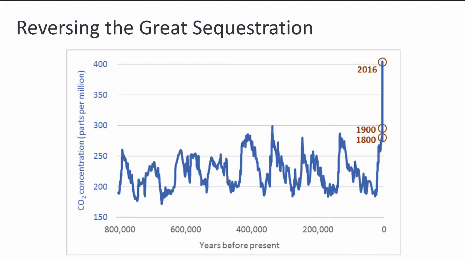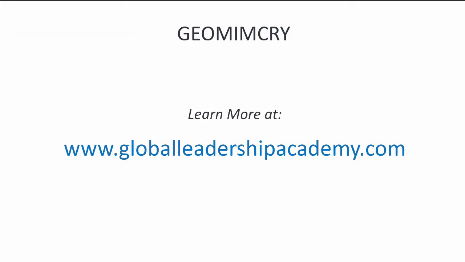And geologic history tells us that we should be careful, that halting the reversal of the Great Sequestration should be an important concern of humans at this time. So we're going to discuss how we can reverse the reversal of the Great Sequestration and get that CO2 out of the atmosphere and back into the geosphere where it belongs. We're going to talk about that in our next video.